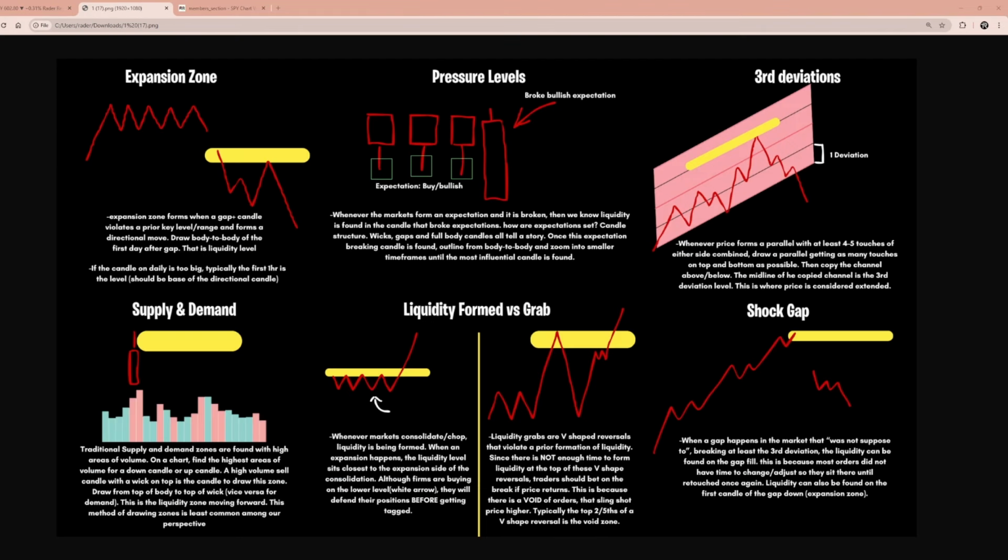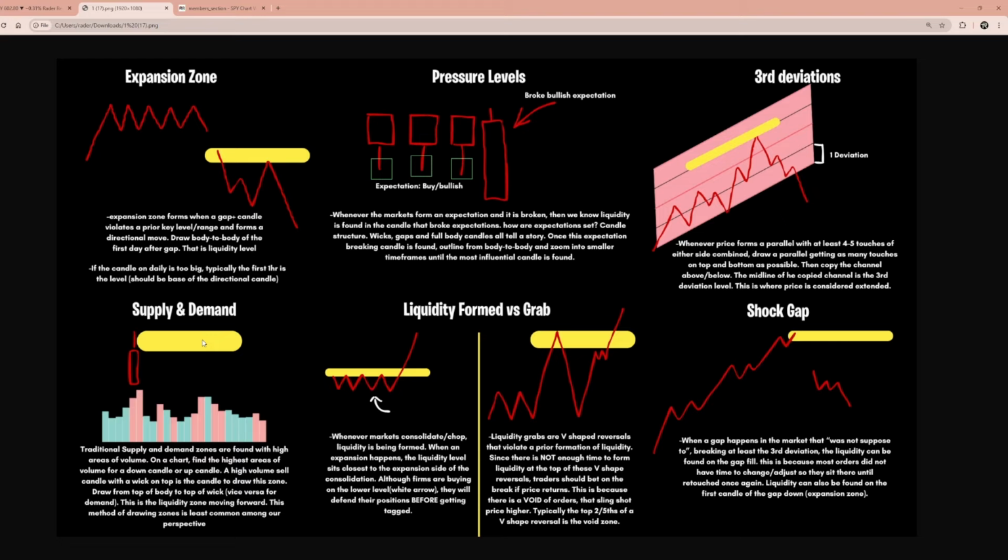So far, we've done expansion zones, pressure levels, and third deviations. I think third deviations are extremely easy. Pressure levels are probably the hardest one out of all of these. However, this next one is very interesting because you've probably heard this term a lot: supply and demand zones. This term gets interchangeably mixed up between liquidity zones, order blocks, yada, yada, yada. People like to use this as kind of the jet ski term of watercraft. It is the household name to describe what a zone is.